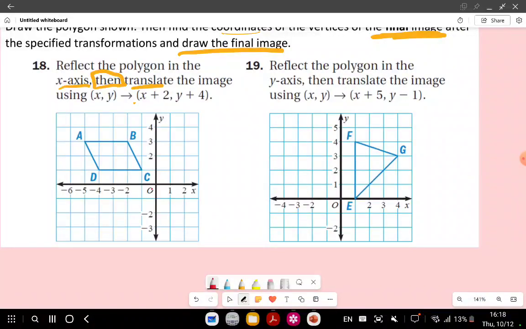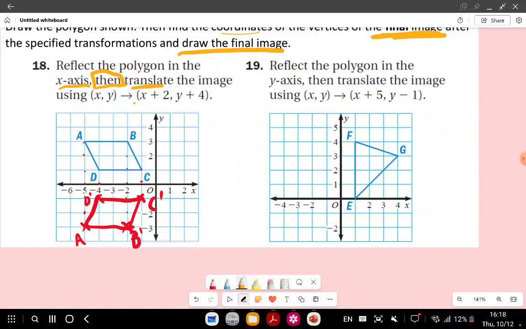Reflecting about the x-axis means C is 1, so C1 is 1. B is 1, 2, 3. That becomes B1, C1. Then 1, 1, that's D. And this one is 1, 2, 3, that's A. So if I look at this image, this is just the reflection. But now I need to translate.